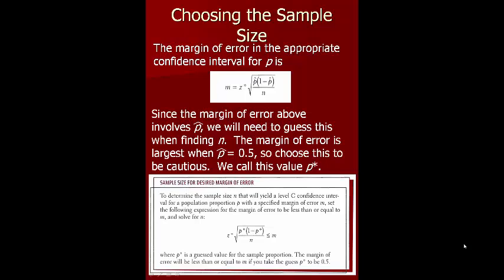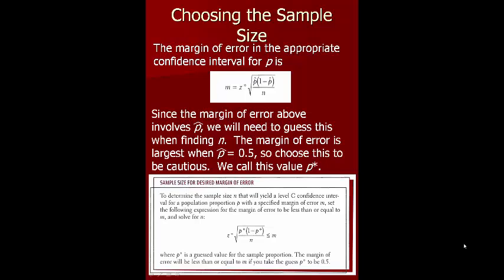Well, we want to err on the side of caution, so we're going to use 0.5, because that's going to give us the largest margin of error, and we're just going to use that as our guessed value. Now, if you have previous values from a survey or any kind of study that you can use for p hat, go ahead and use that previous value as your p star. But for most problems in this textbook, we don't have previous values for p hat. In those situations we will default to 0.5, and that's called p star.